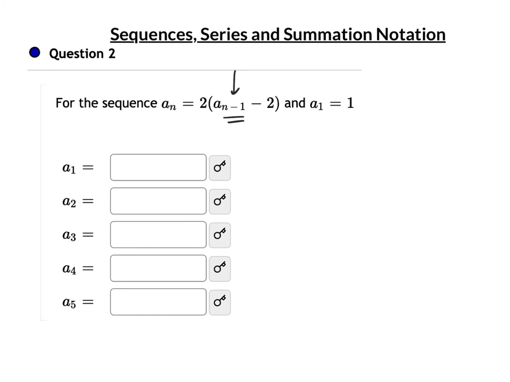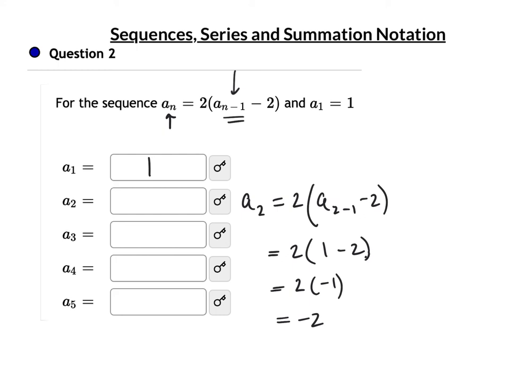A sub 1 is 1. Looking at our formula, I can see that the current term, which is a sub 2, is 2 times a sub 2 minus 1 minus 2. This would be 2 times 1 minus 2. That's going to end up being 2 times negative 1, which is negative 2.